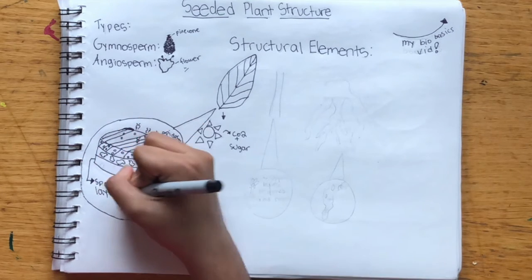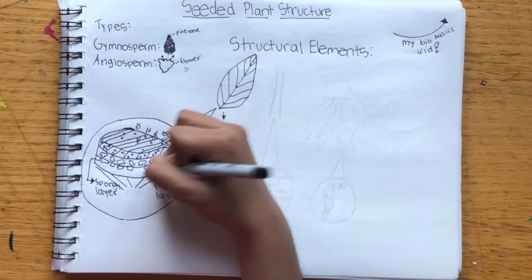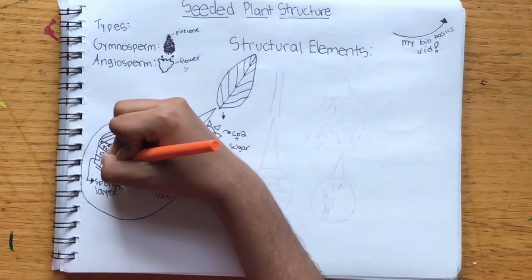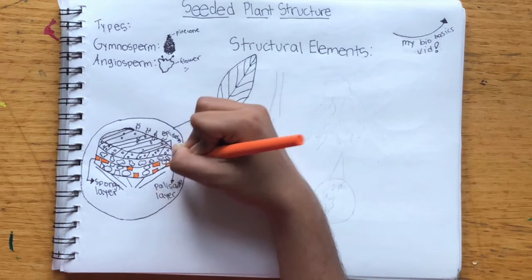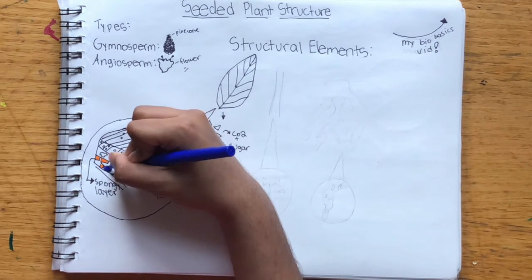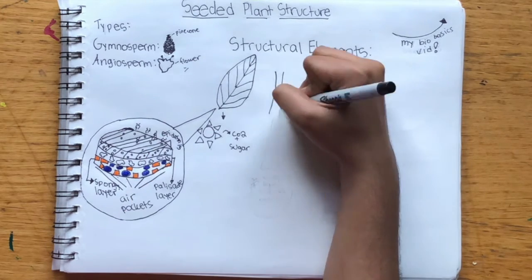The final layer of the leaf is called the spongy layer. The cells in the spongy layer are very loosely packed. There are air pockets in the spongy layer where CO2 and oxygen are stored. Almost all of the vascular tissue is in the spongy layer.